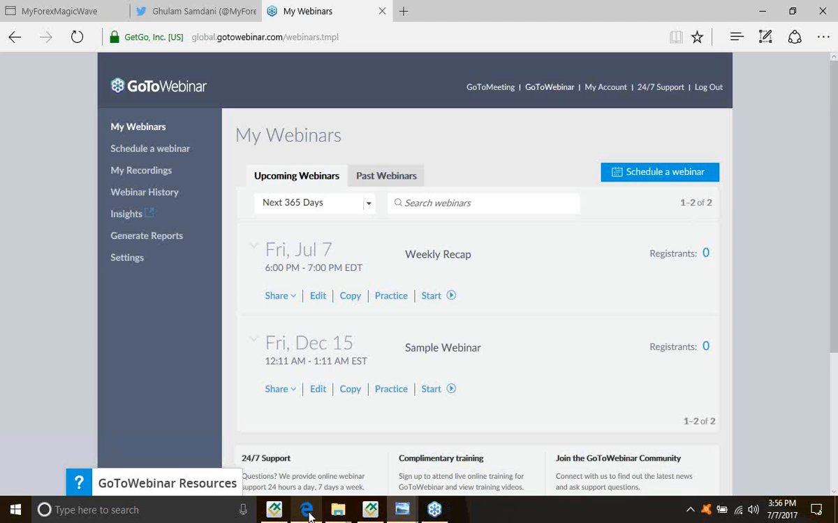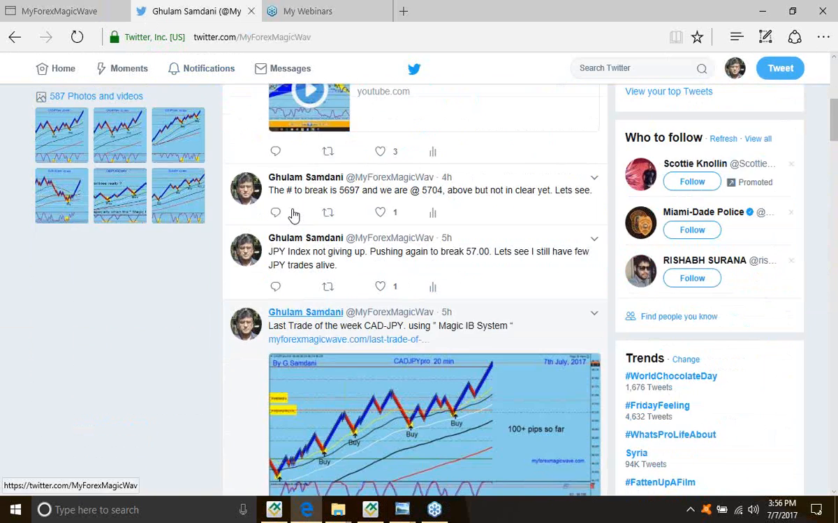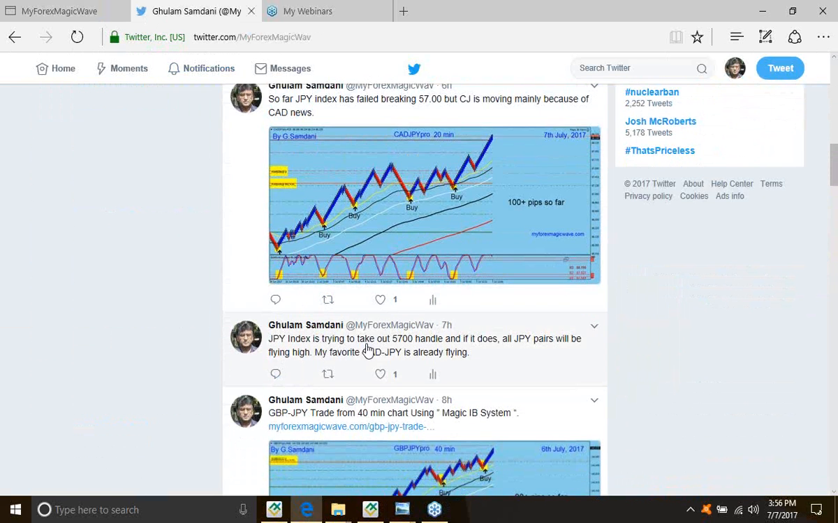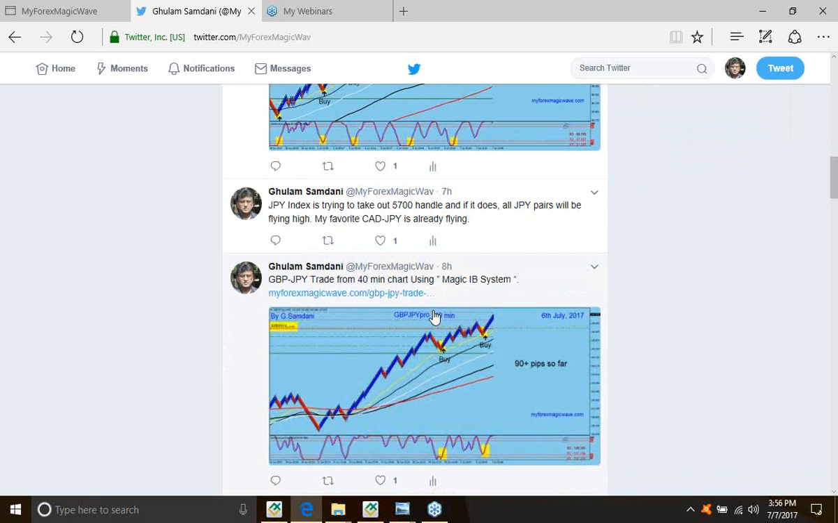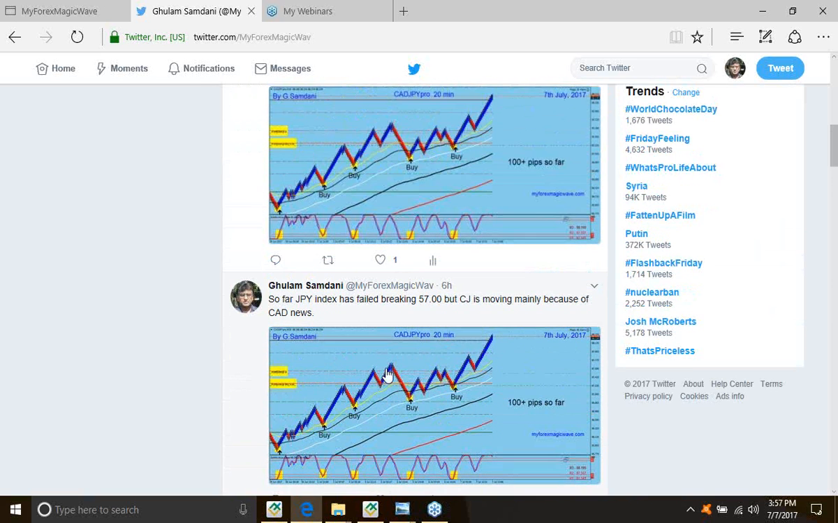Let me show you the tweet that I've been doing. Let me see. See this tweet here? Today I said that, yen index is trying to take out 57 handle. And if it does, all yen pairs will be flying high. My favorite CAD yen is already flying. And I was in there. Right? And this is the pound yen trade. I put it there. And then this is the CAD yen where it was only 100 pips. And then later on, I went even further to the upside.